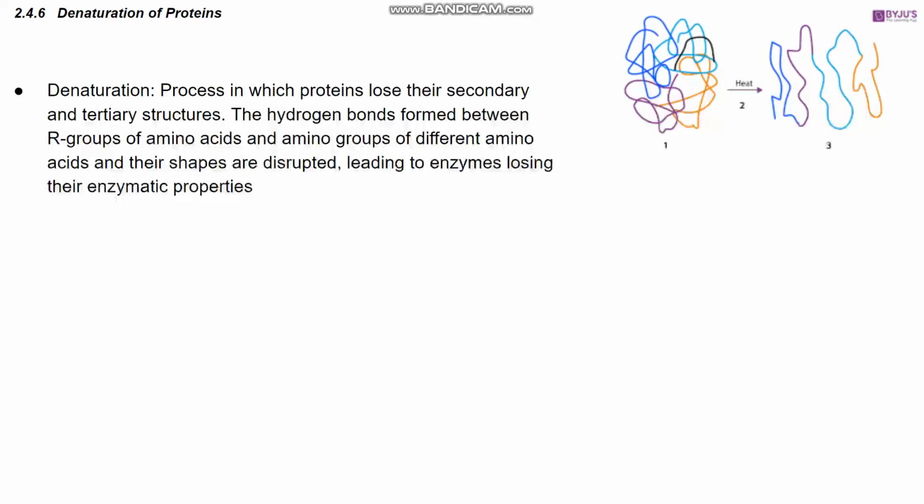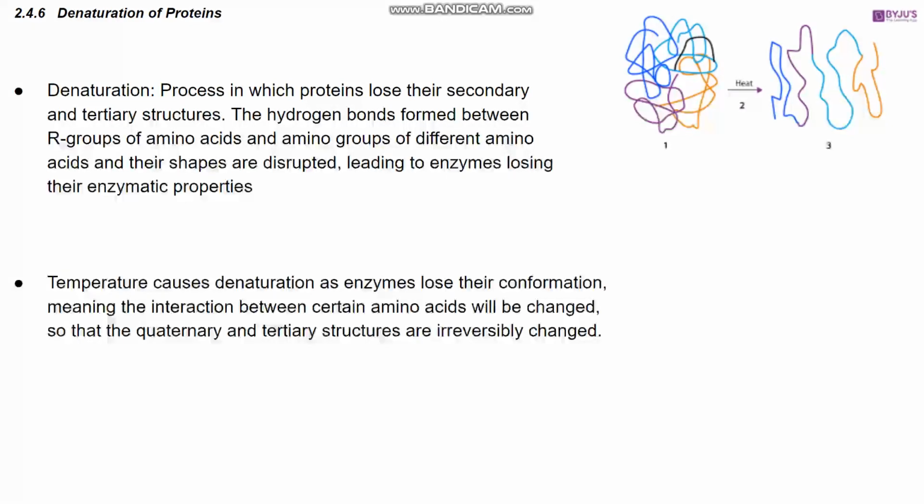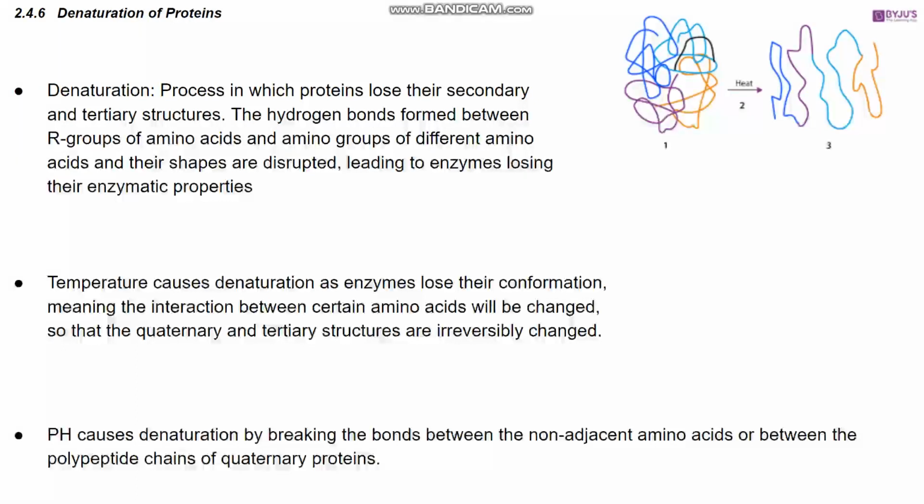The hydrogen bonds formed between R groups of amino acids and amino groups of different amino acids, and their shapes, are disrupted, leading to enzymes losing their enzymatic properties. Temperature causes denaturation as enzymes lose their conformation, meaning the interaction between certain amino acids will be changed, so that the quaternary and tertiary structures are irreversibly changed.